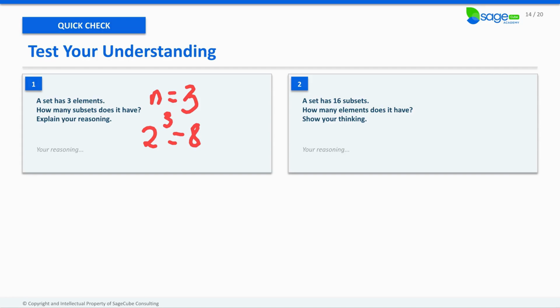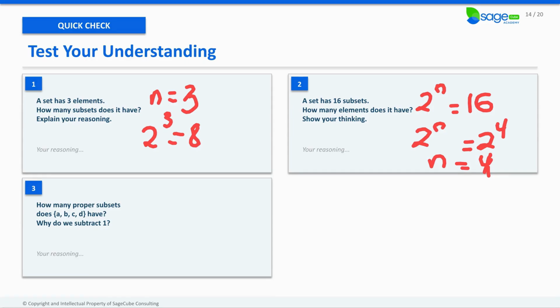Then our set has 16 subsets. How many elements does it have? So we know that this time 2 exponent n is 16. So it's going to be, we just express this in the same base, and it's going to have 4. Yes, it's going to have 4 elements.